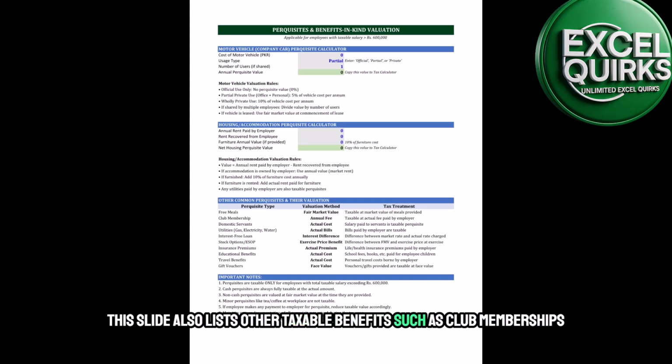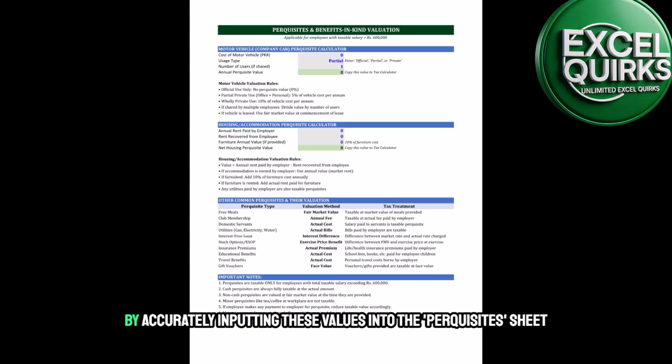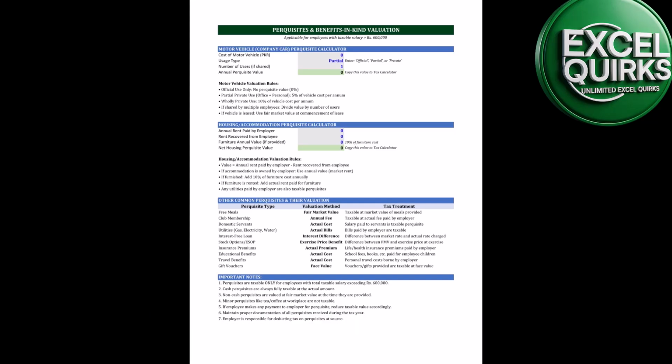This slide also lists other taxable benefits such as club memberships, domestic servants, and interest-free loans. By accurately inputting these values into the perquisites sheet, you ensure your total tax liability is both compliant and precise.